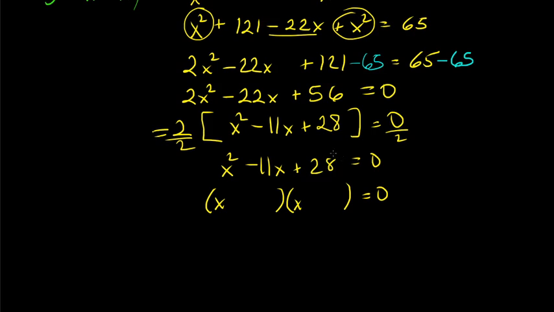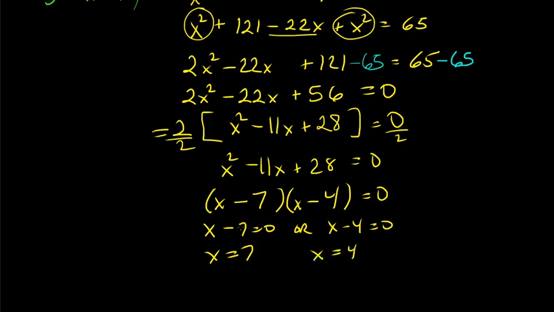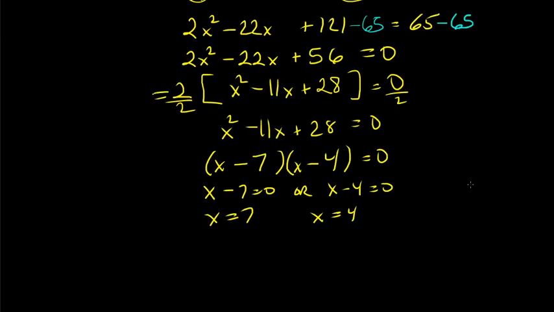Well, 7 times 4 is 28. 7 plus 4 is 11. So to get negative 11, we'll do negative 7 and negative 4. So that means x is either 7 or x is 4. Right? They're already both positive, so we don't have to worry about that. So then what's the other number? Well, remember, the other number is 11 minus x. Well, 11 minus 7 is 4. Or 11 minus 4 is 7. So you get the idea, right? In this case, they're both correct, right? So the two numbers are 7 and 4.